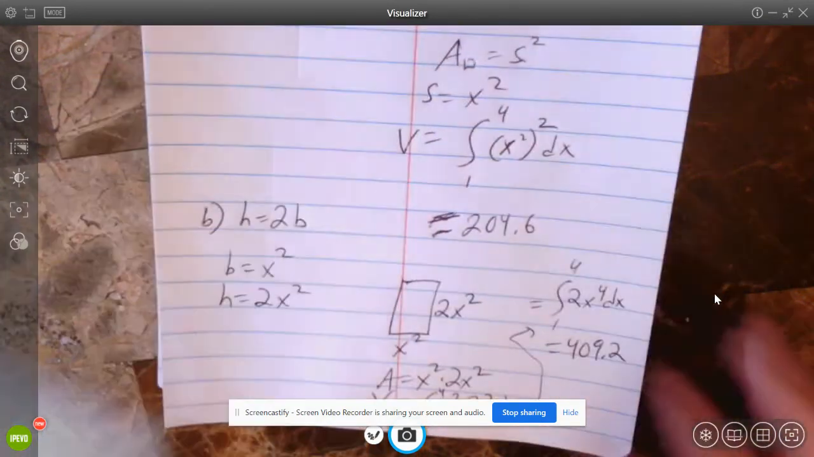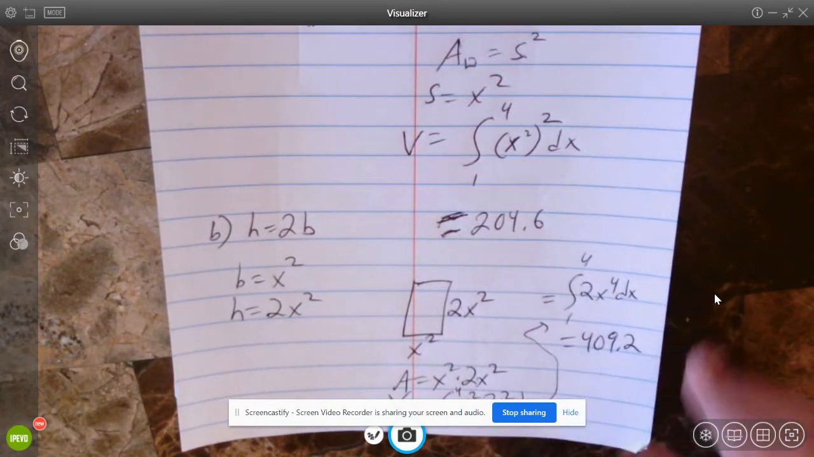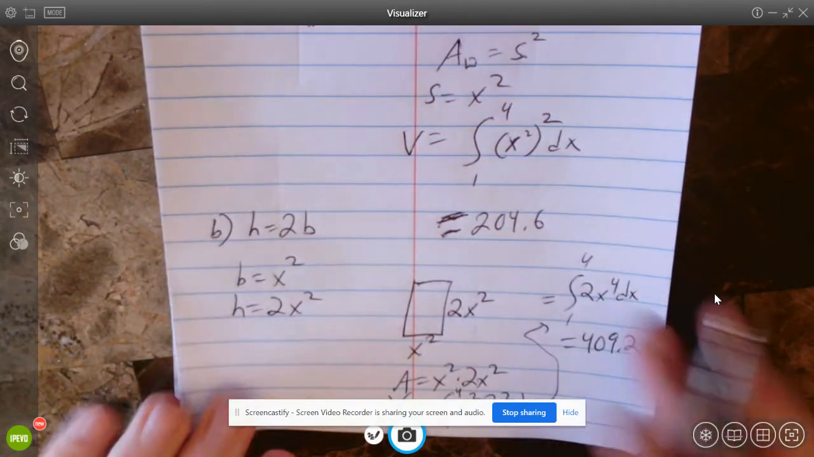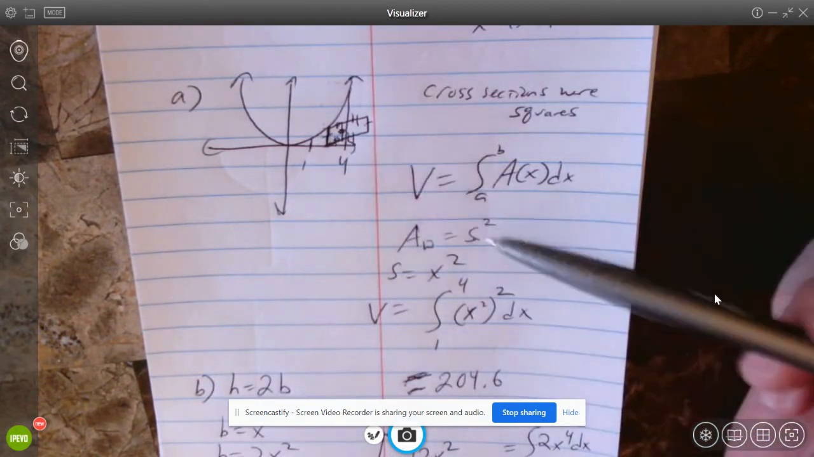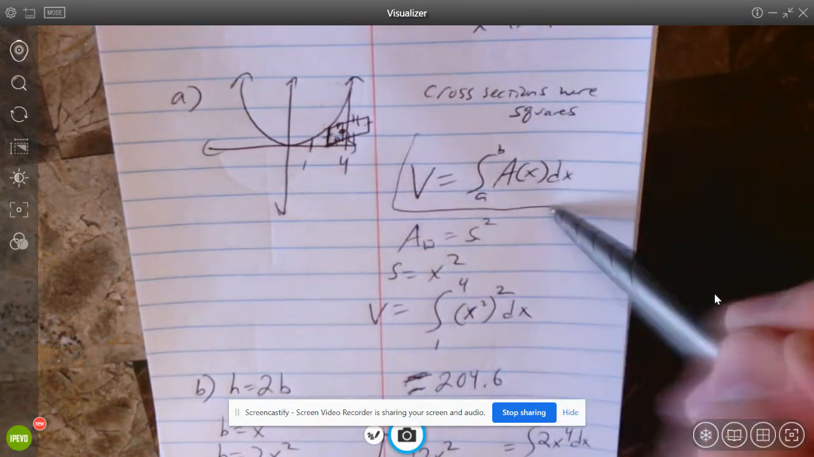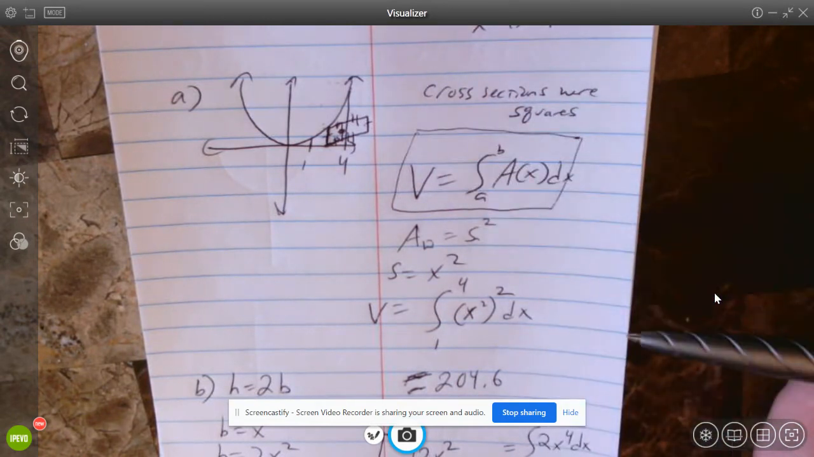Okay, so the key to these problems, again, is really just recognizing that the shape of whatever that cross section is essentially the formula you need to integrate. That's basically what this original formula came from when we first learned about it.